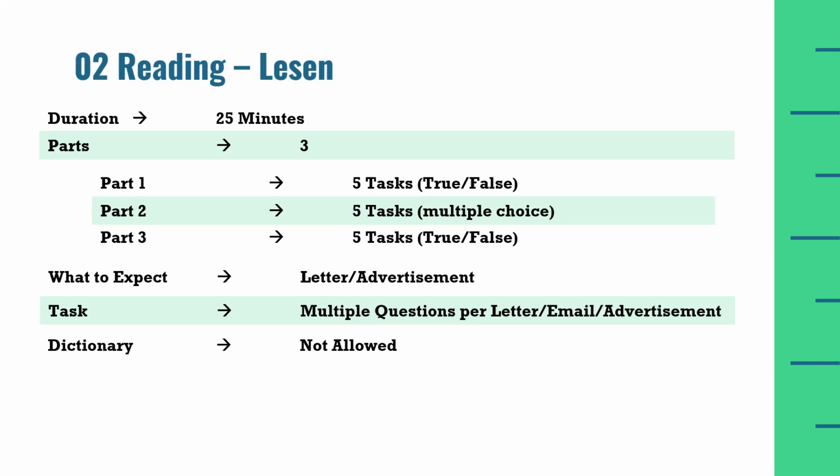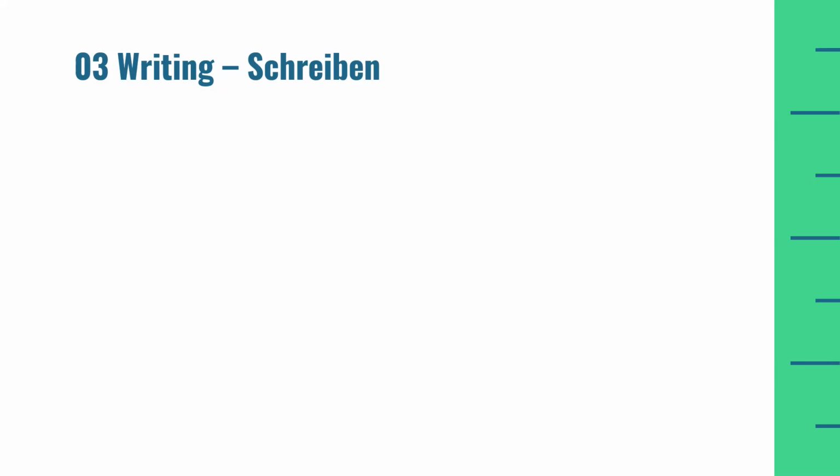We will not be allowed to use a dictionary or mobile phone during the reading section, and we can score a maximum of 25 points if we answer all questions correctly. Now let's move to the writing section of the exam.